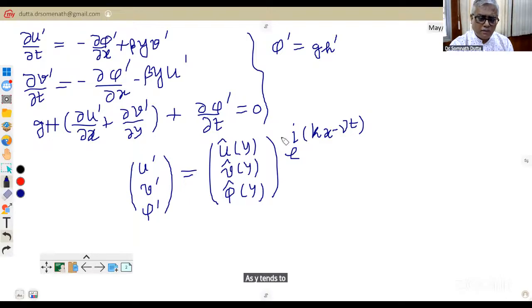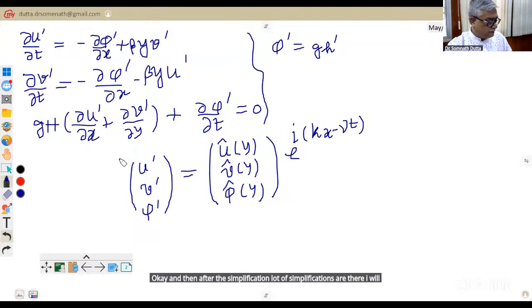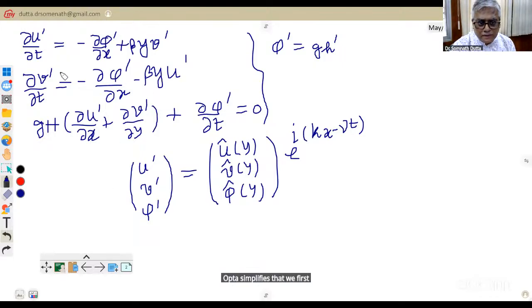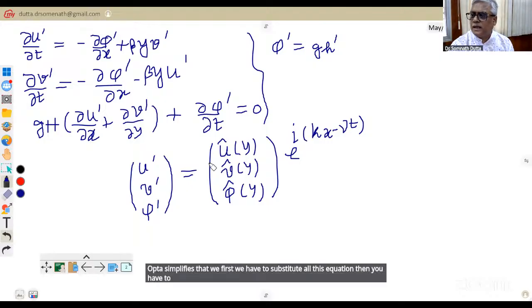Now when we substitute in all these equations, after a lot of simplification, I will request my participants, if possible, to do this exercise. It is a very good exercise. The first time there will be some difficulties, but after that you will enjoy. First we substitute all these equations, then do the algebraic simplification, and ultimately you will get one equation.